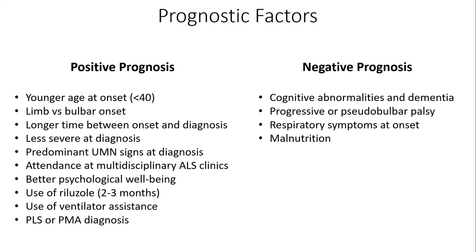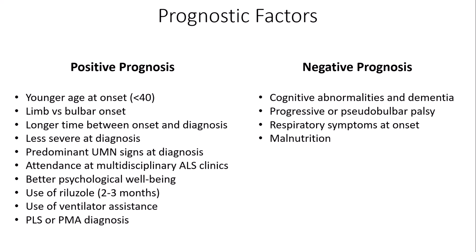Okay, predominant upper motor neuron signs at diagnosis. Remember, that's going to be equivalent to the patient having the PLS. If they're working at a multidisciplinary ALS clinic, if they have a better psychological well-being, the use of that drug, riluzole, that's going to give them an extra 2 to 3 months of life. Use of ventilator assistance, big decision. But if they choose to use ventilator assistance, they're going to survive for longer periods of time. And if they have that PLS or PMA diagnosis.